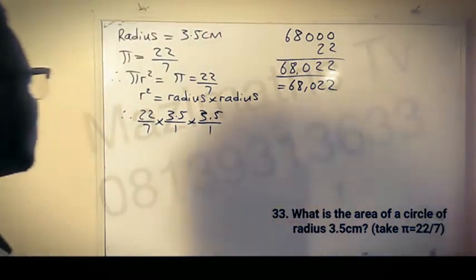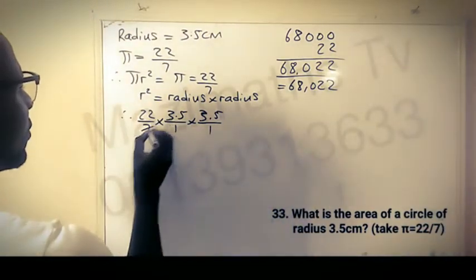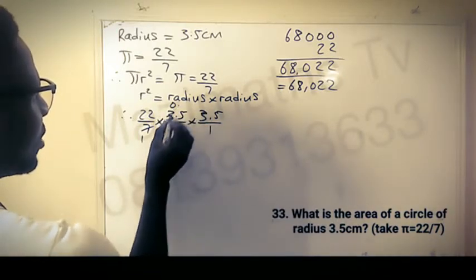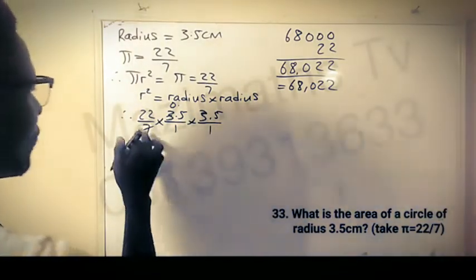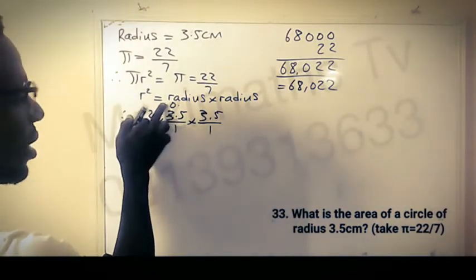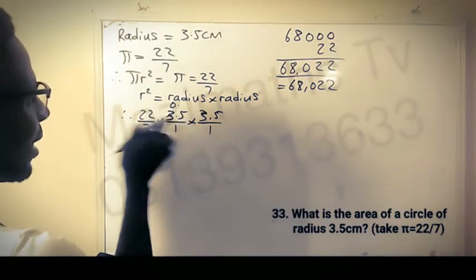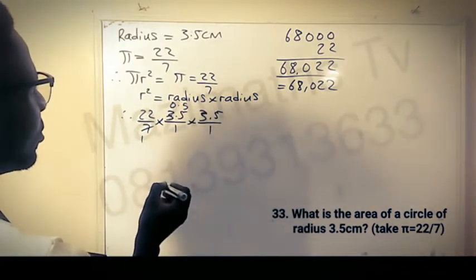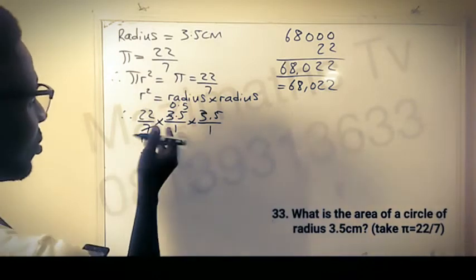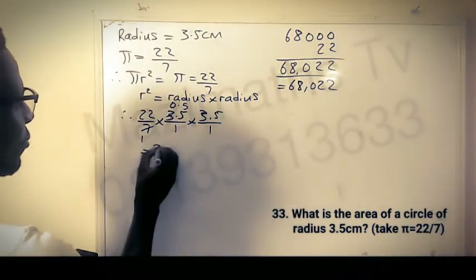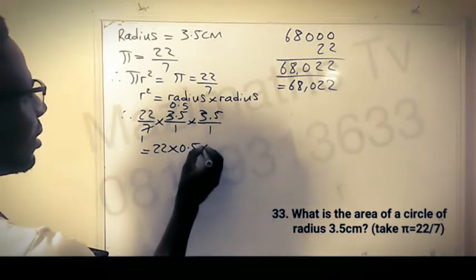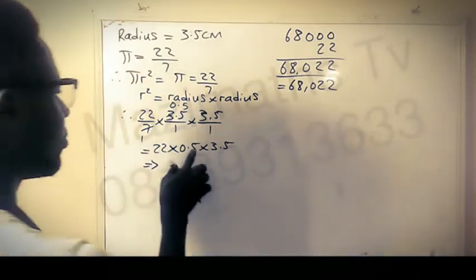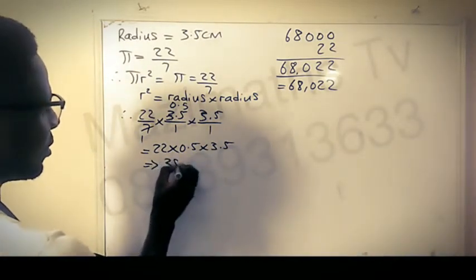Now let's divide. This 7 can divide 3.5. 7 in 7 is 1. 7 in 3, that is impossible, so you put 0 and then a decimal point. Then you can join 3 and 5 together to make it 35. So 7 in 35 is 5. Now let's multiply, since there's nothing more for us to divide. So now we have 22 times 0.5, then times 3.5. So 22 times 0.5 times 3.5 will give us 38.5.